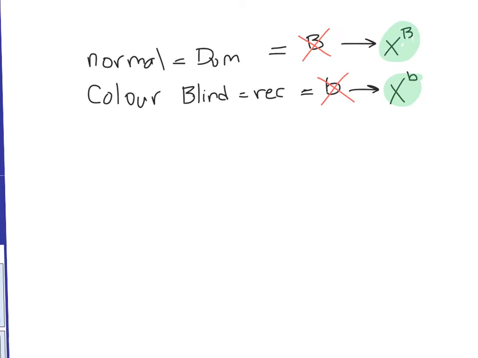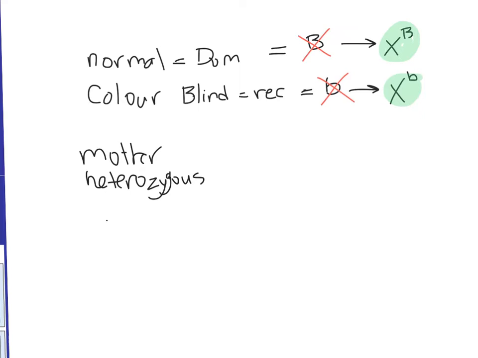Now let's say mother is heterozygous for color blindness.